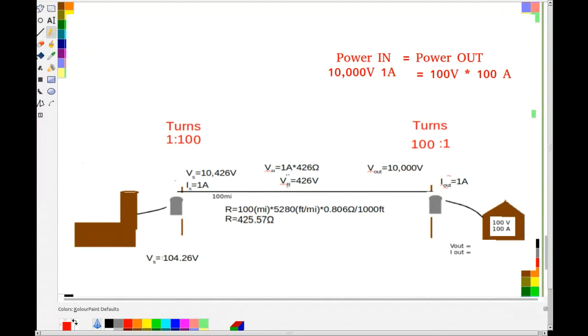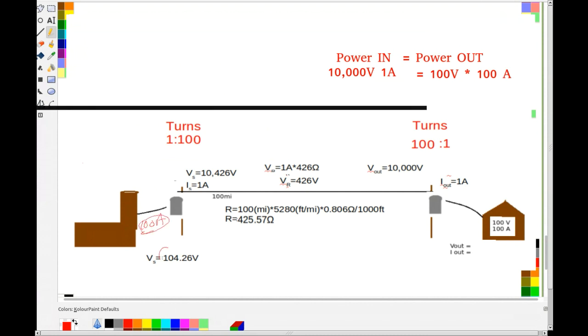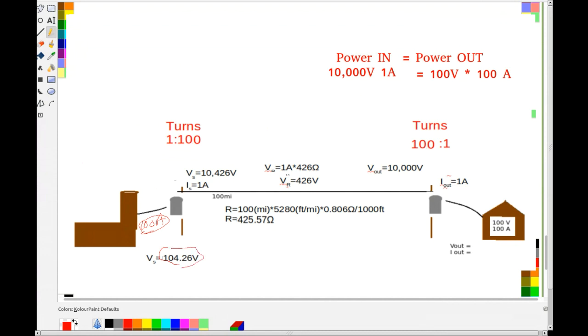I gotta make sure I don't touch this pad there. All right, so on this side of the transformer, I still need 100 amps. So I have 100 amps on this side with 104.26 volts. So the power over here is 10,426 watts, right? Or 10.4 kilowatts.